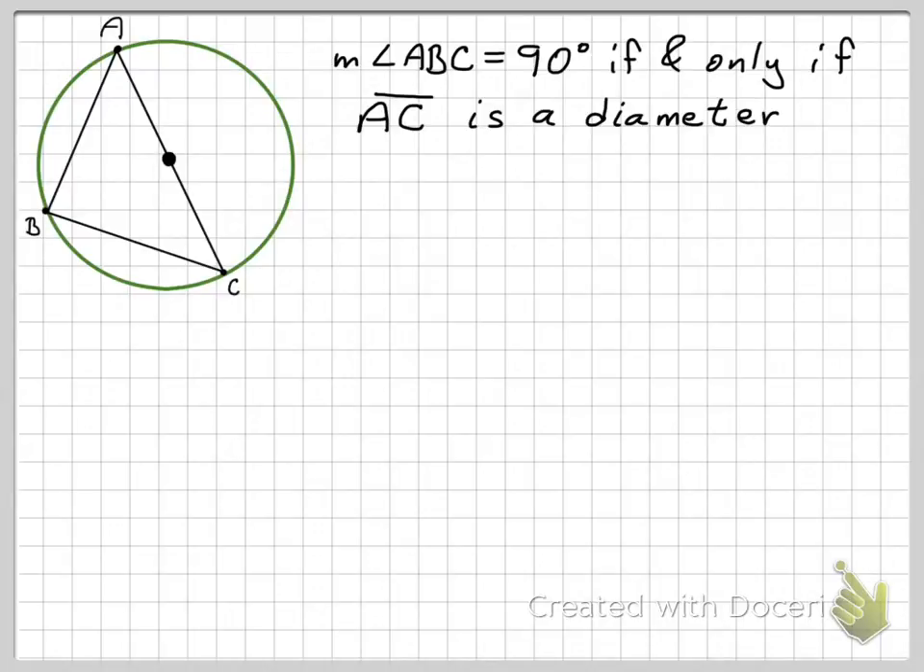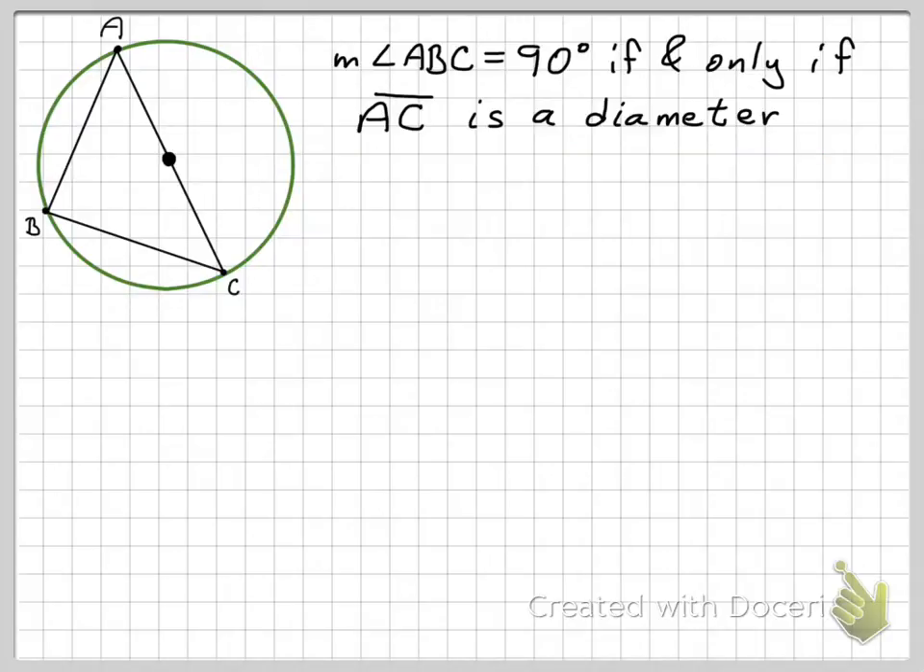And another theorem that has to do with intercepted arcs is if a right triangle is inscribed in a circle, then the hypotenuse is a diameter of the circle. Or conversely, if one side of an inscribed triangle is the diameter of the circle, like in that case, then this triangle is a right triangle, and the angle opposite the diameter is the right angle.